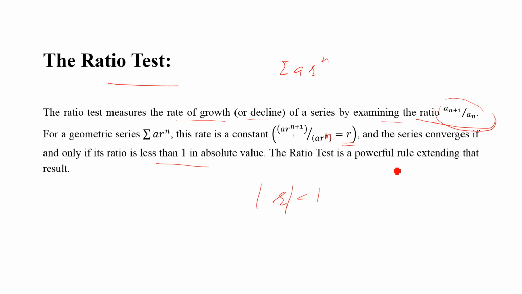The ratio test is a powerful rule extending this result. So we are going to extend this idea. In a geometric series, we can see that if the absolute value of the ratio is less than 1, then the series is convergent. So let's see how we can extend this idea for any general series.